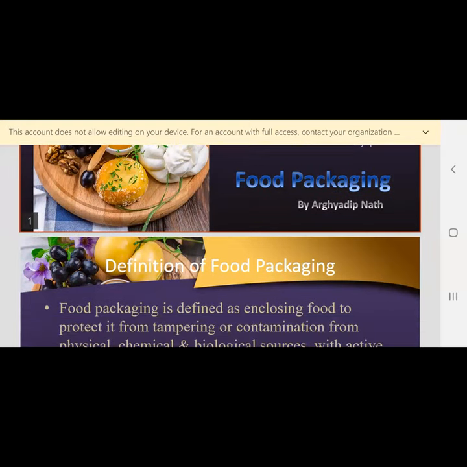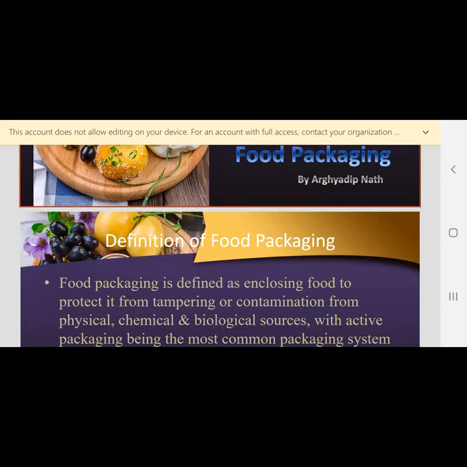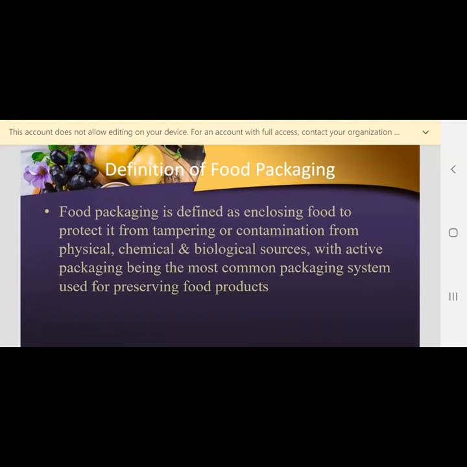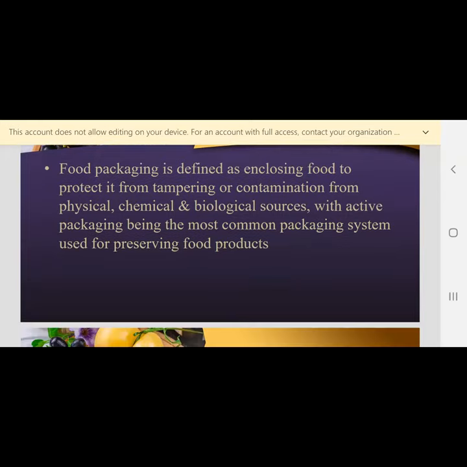Today's topic is food packaging. The definition of food packaging: without packaging, we can't consume any food for a longer time period. Food packaging is defined as enclosement of the food to protect it from tampering and other hazards, like biological, physical, chemical. Active packaging is the most common packaging system for preserving food in recent days.